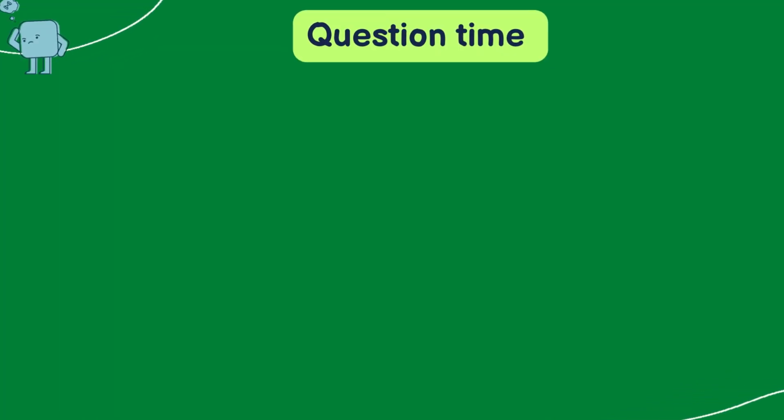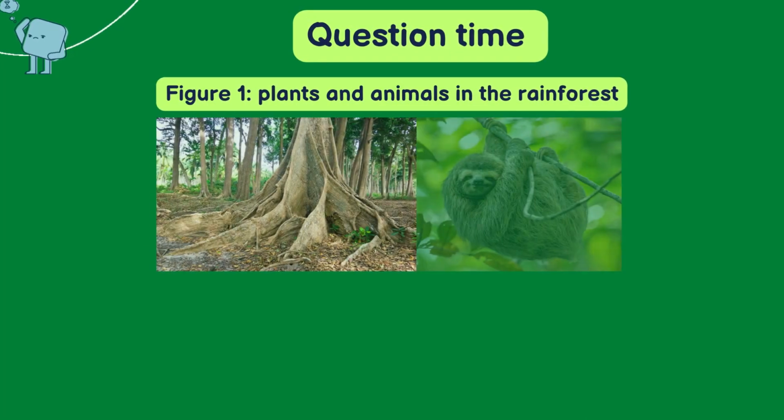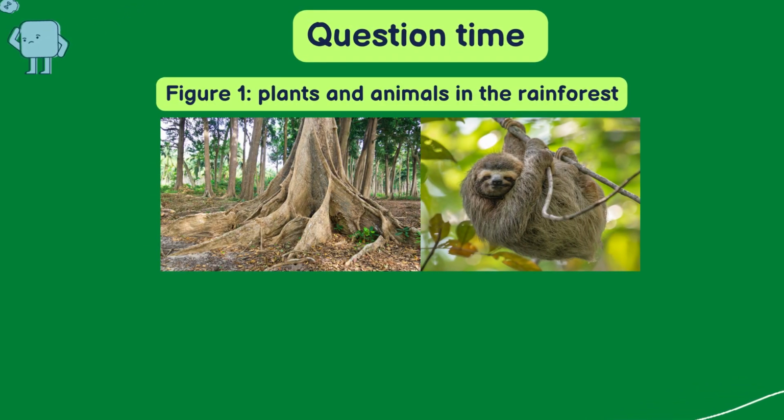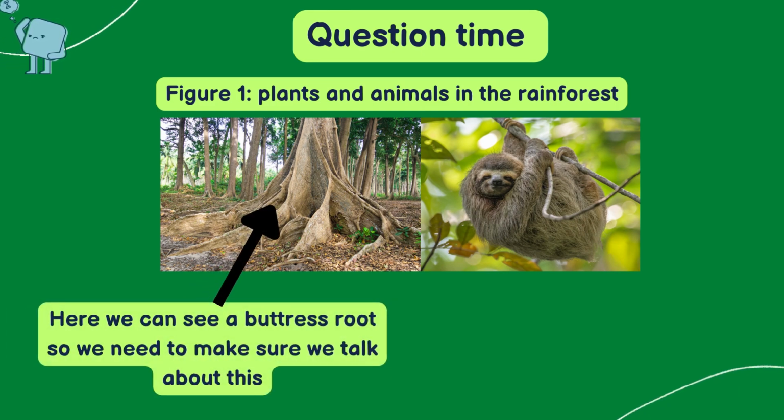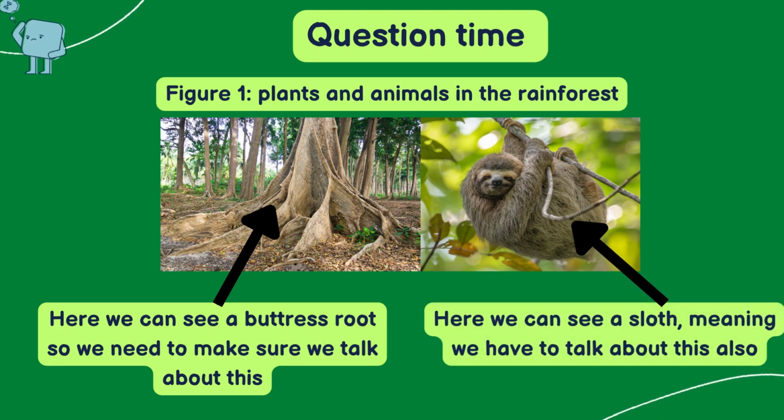So let's take a look at how it may appear as a question. Plants and animals adapt in order to survive in their environment. Explain this statement. Use figure 1 and your own understanding. Let's look at the figure. Here, we can see a buttress root, so we need to make sure we talk about this. Also in the figure, we can see a sloth. This also means we have to talk about this.